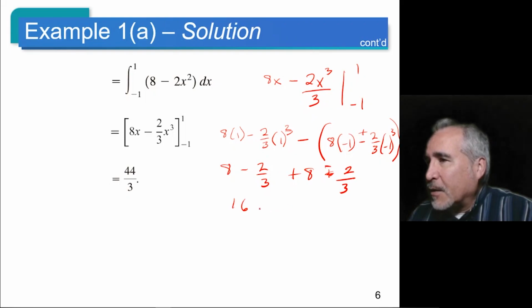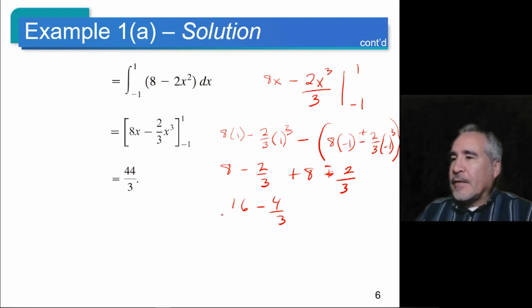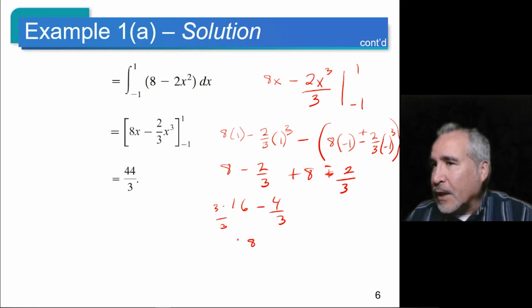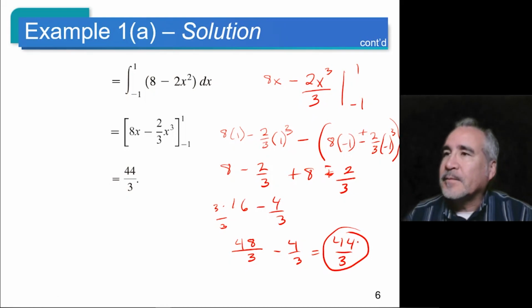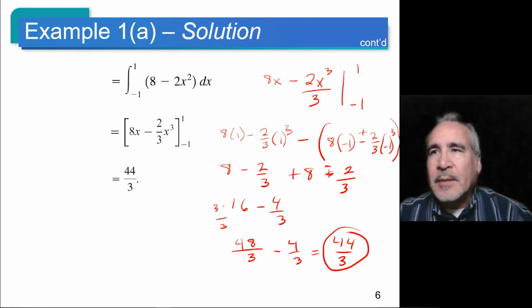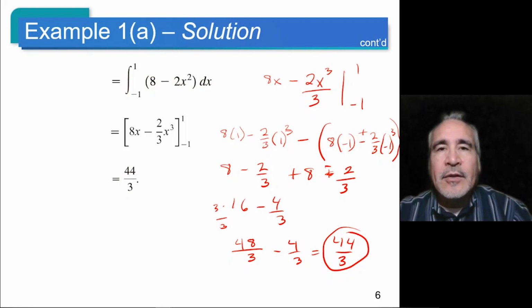Negative and negative 2/3 gives us a negative 4/3. You've got to get a common denominator, which is thirds. So multiply 3 over 3. And 16 times 3, 18 carry the 1, 3, that's 48 over 3 minus 4/3. That's how they got the 44/3.